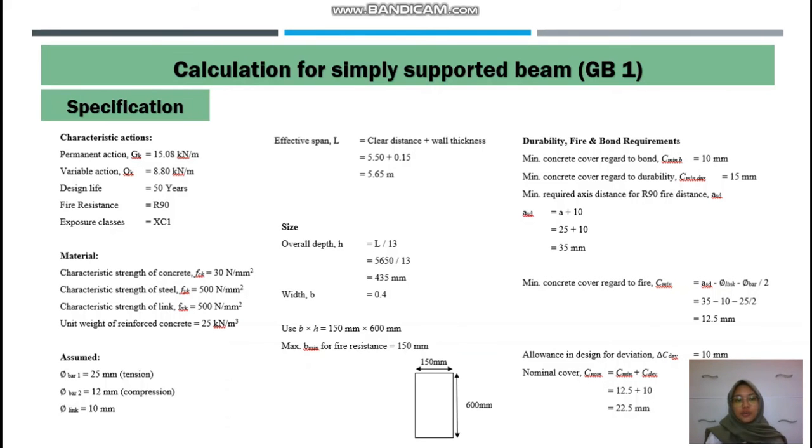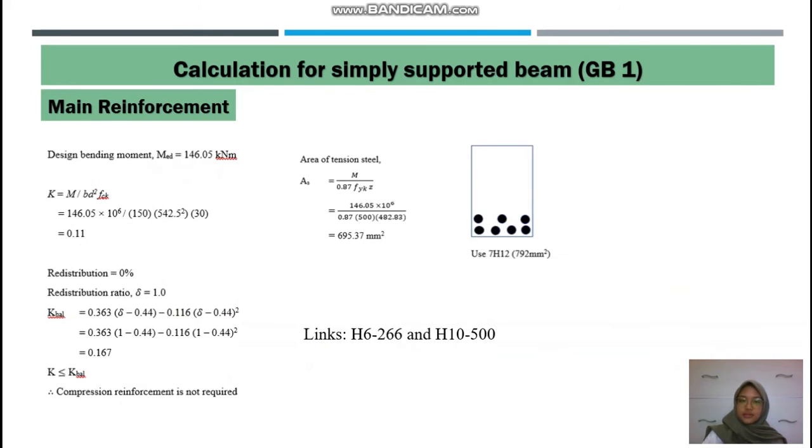So first of all, we have to find the specification of the ground beam, and we refer to the Eurocodes and British Standard for the values. So we have to find the characteristic actions, the material, the diameter of bars and links, the size, and also the durability, fire and bond requirements.